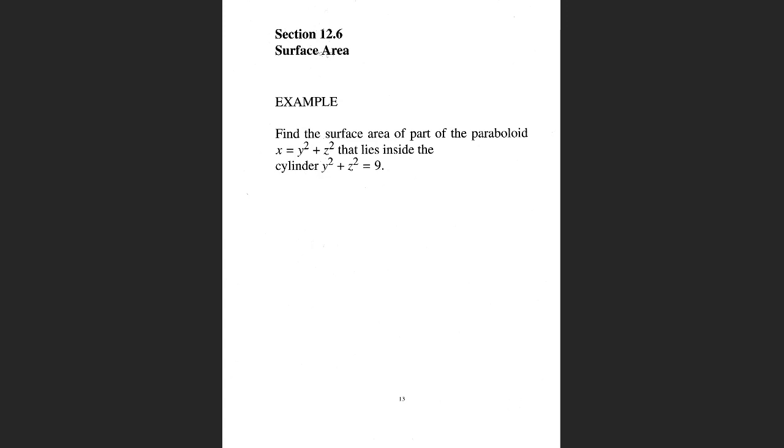Draw a picture. That's right. Draw a picture. Okay. And we're going to do that. So let me go to the next page on this. And again, we're trying to find the surface area of a part of a paraboloid that lies inside a cylinder. Okay. So let's go to the next page.